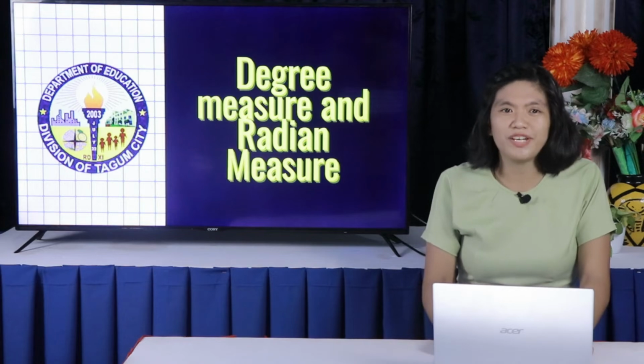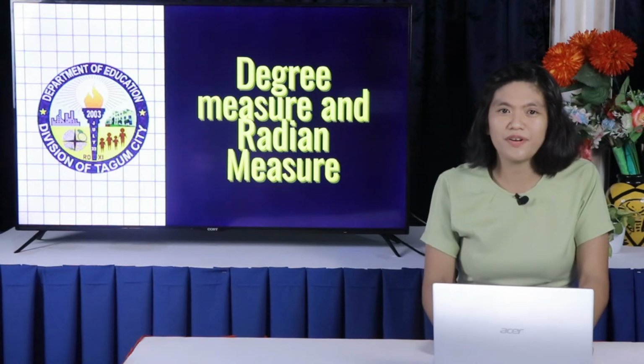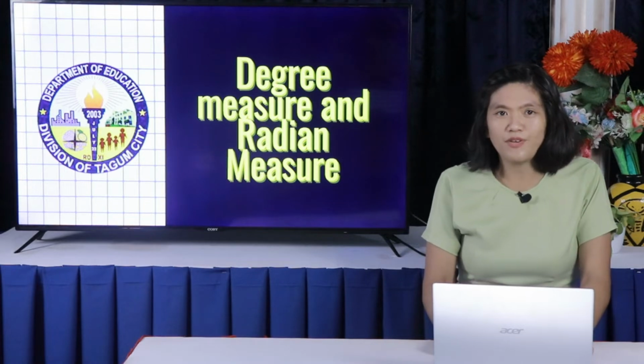The relation between degree and radian measures of angles is used to convert the given measurement of an angle from one unit to another unit. Before understanding the relation between degree measure and radian measure, let us recall the degree and radian measure.